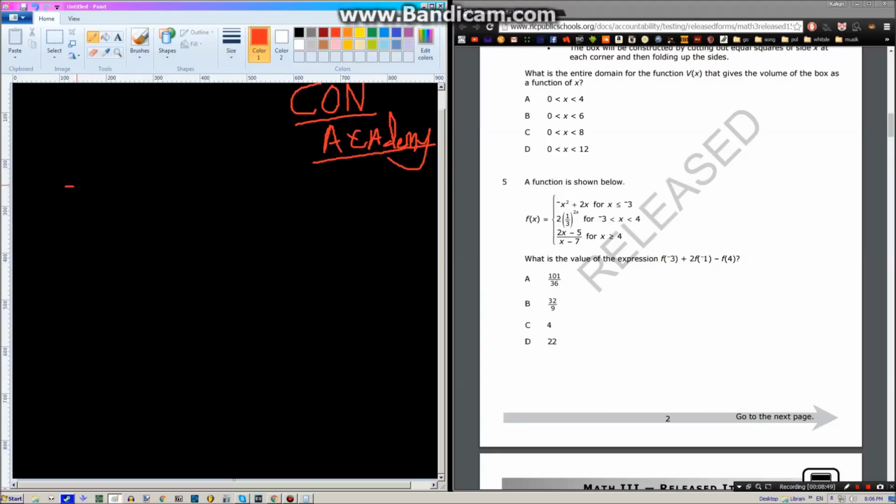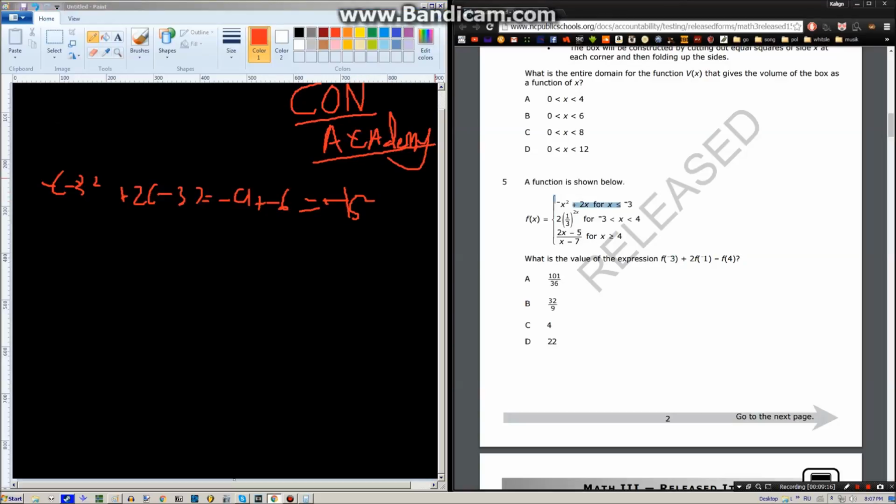You're going to get -3 squared plus 2 times -3. That's for the first one. Then you're just going to end up getting -9, because it's actually parentheses with this negative. So you're going to get -9 plus -6, and that equals -15. So that's for your first one. That's for this, because f(-3) matches up with that.